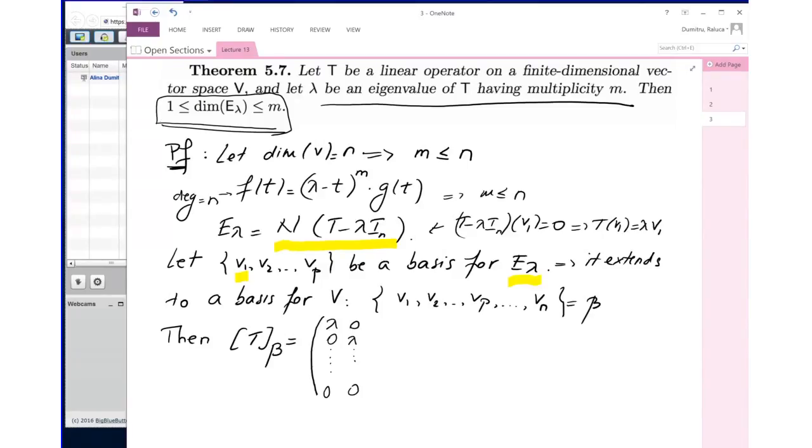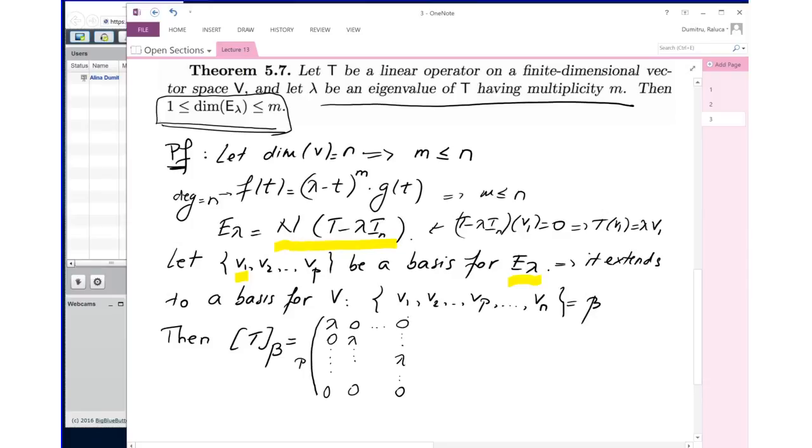I see no m so far, so m is not yet connected to this basis, right? All I have is n and p. So I can only go up to p with this kind of idea because p is the last one in E. V sub p is the last one in E sub lambda. So that will give me 0, 0, 0, lambda, where this would be like the p row.